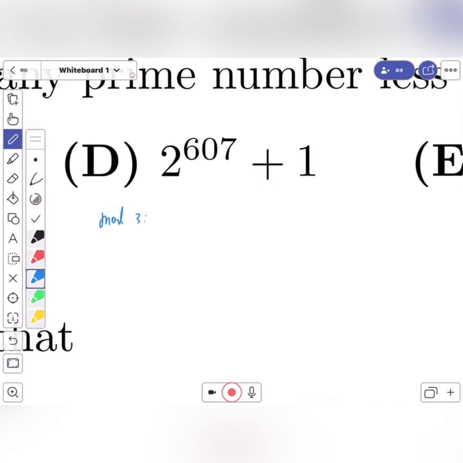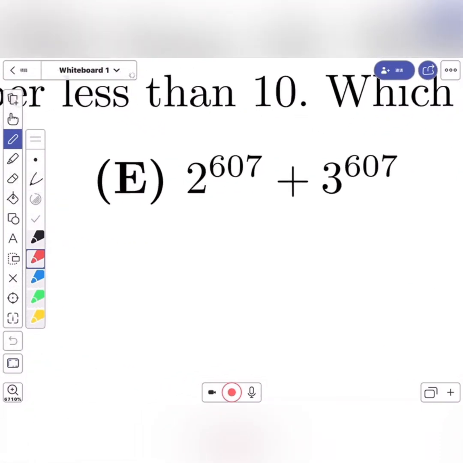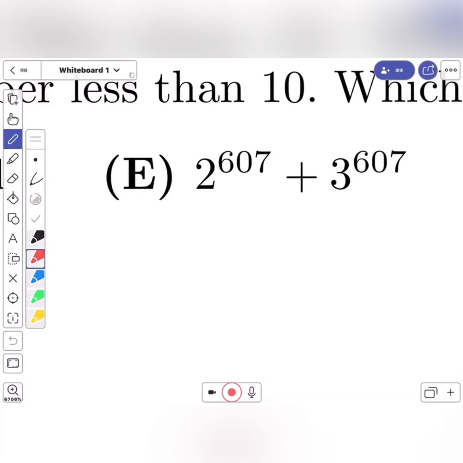Mod 3, then this one just gives negative 1 to the 607 plus 1, which is equal to 0 mod 3. Well, yeah, so this is still not possible because this one is divisible by 3, clearly. Now let's go on to E. 2 to the 607 plus 3 to the 607.